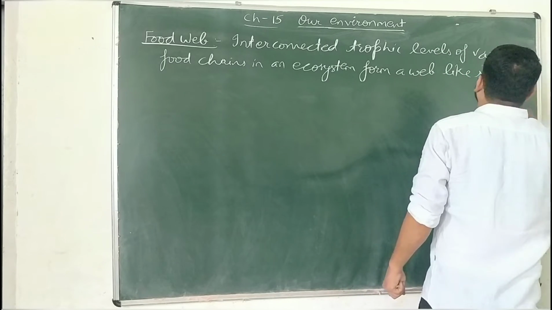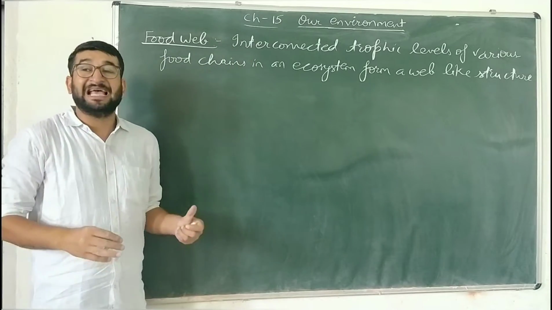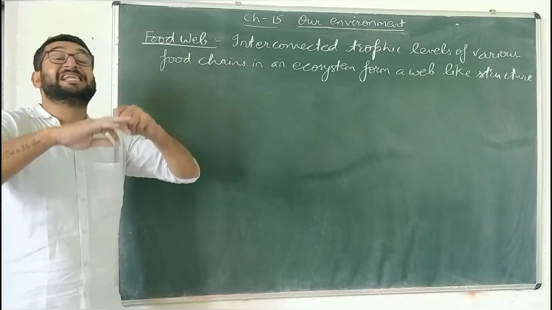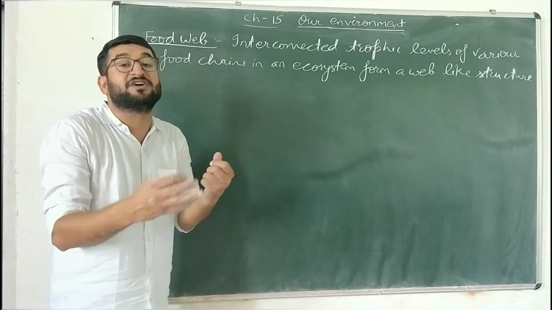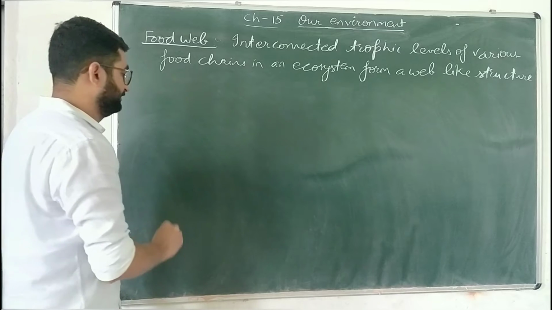The various trophic levels, बच्चे जो दूसरे trophic levels हैं वो एक दूसरे से interconnected हो जाते हैं sometimes, and that will form a complex network. There is a web-like network in the ecosystem. That web-like structure is known as food web.